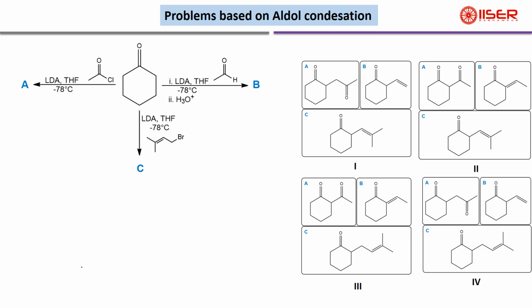So let's just give a hint that obviously there is an alpha hydrogen here. So it will take an alpha hydrogen from this place and it will form an enolate. After the formation of enolate, it will react with all three types of electrophile. This is also an electrophile, an aldehyde. This is an acyl chloride and this is an allyl bromide. So it will react with these three types of electrophiles. So what will be the product? I just give 2 seconds. Just try.